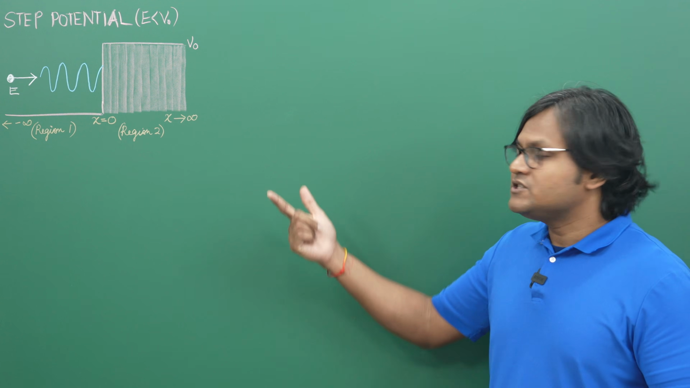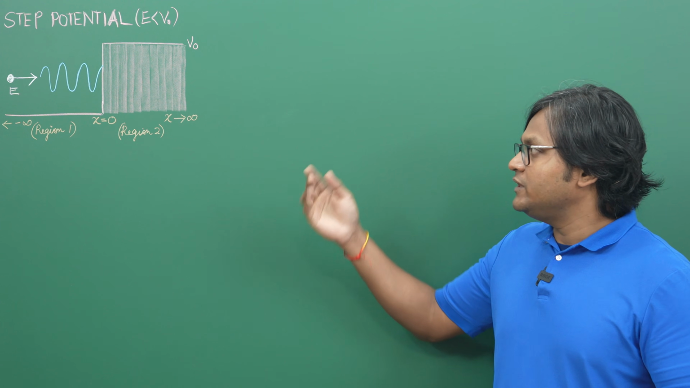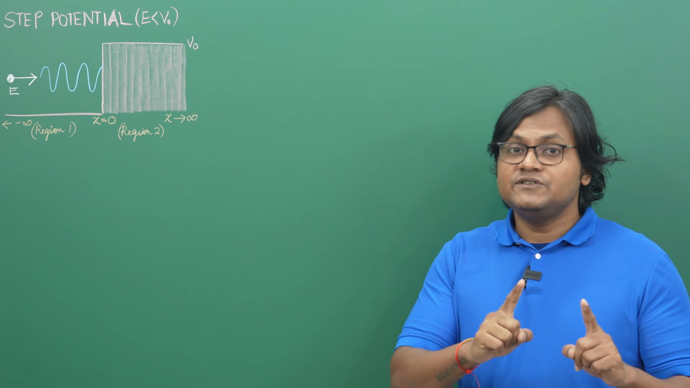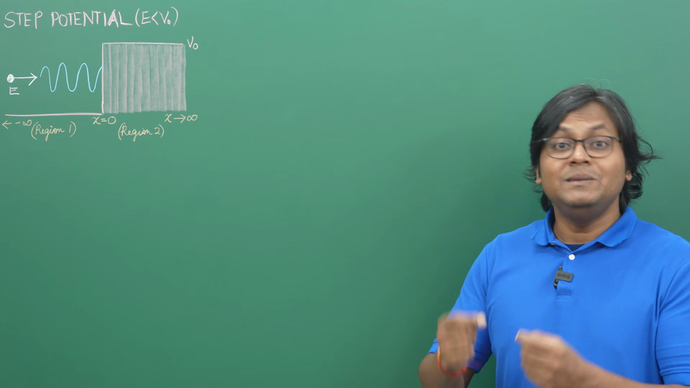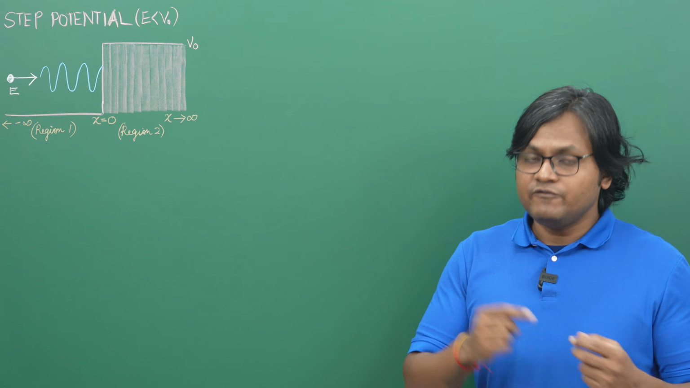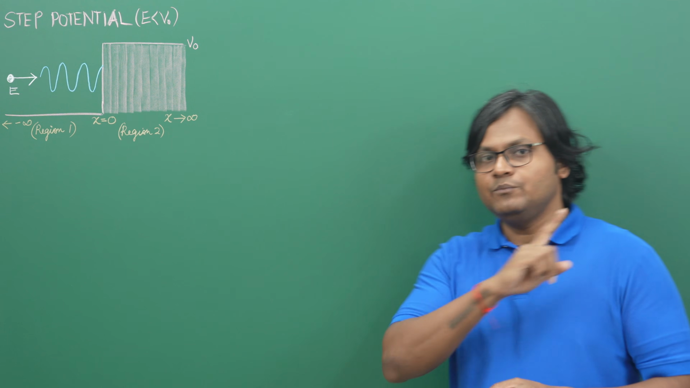Now, there are two cases to the step potential problem. One is the case where the particle's energy is greater than the potential barrier. That case I have discussed in my previous video in complete detail, where I have obtained the reflection and the transmission coefficients. So if you're interested in that case, you can check that previous video.